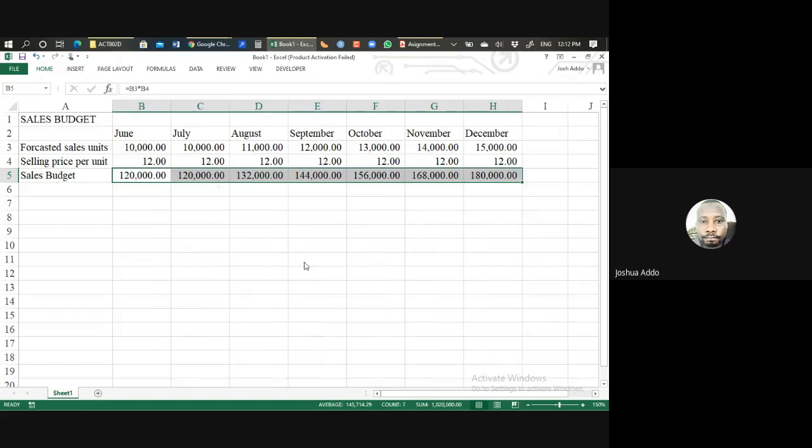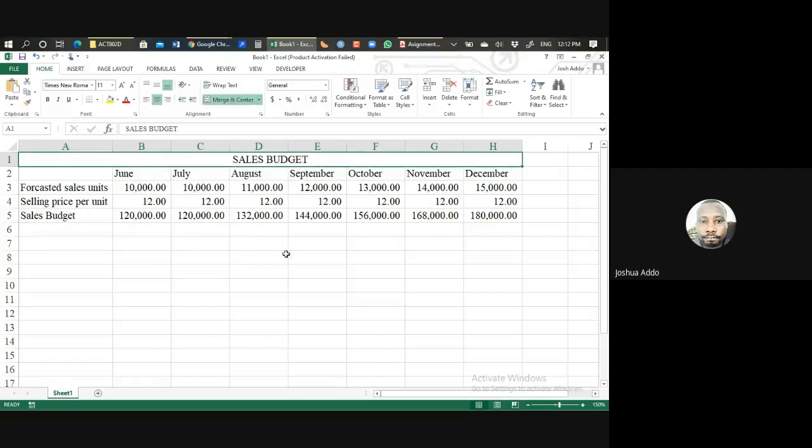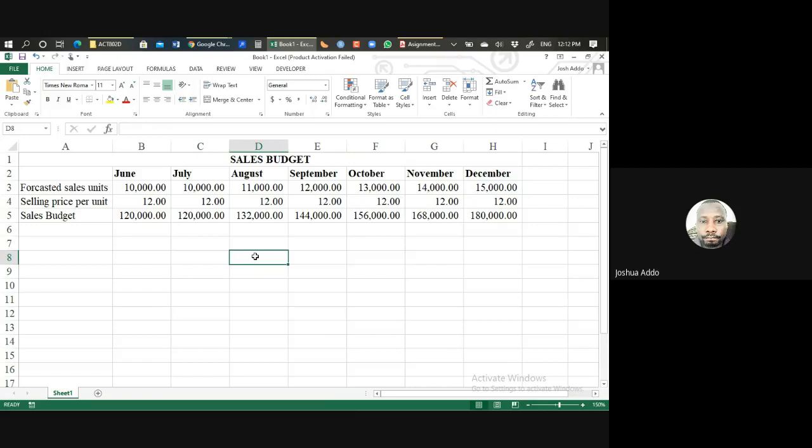So maybe let me do it this way, and do merge and center. Okay, so this is our sales budget. I can make these ones appear a little bolder. This is our sales budget. Then from our sales budget, we need to prepare our production budget. So we can come here and do production budget.